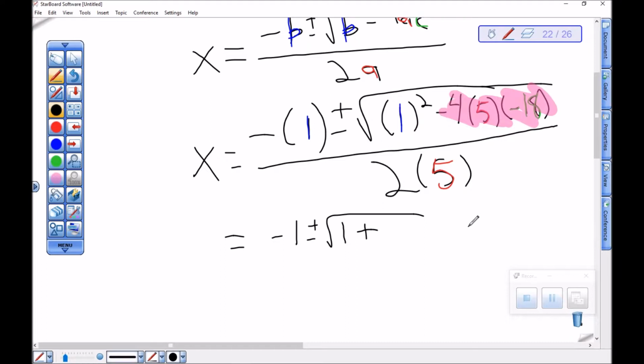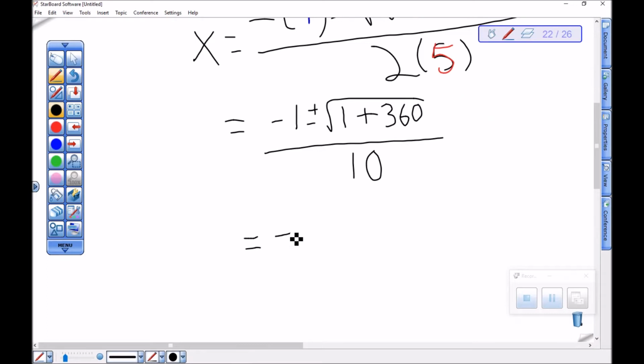So 4 times 5 is 20. 20 times 18 is 360. Divided by 2 times 5 is 10. Okay, so I'm just going to take a minute, take a breath, and it looks like I'm at negative 1 plus or minus the square root of 1 plus 360, all divided by 10.